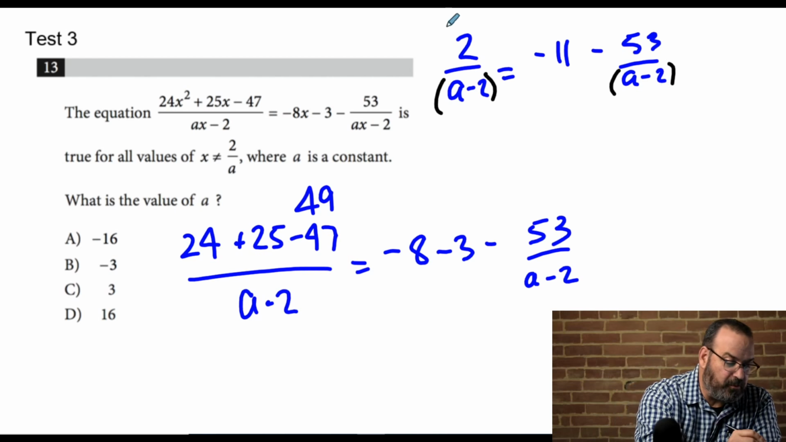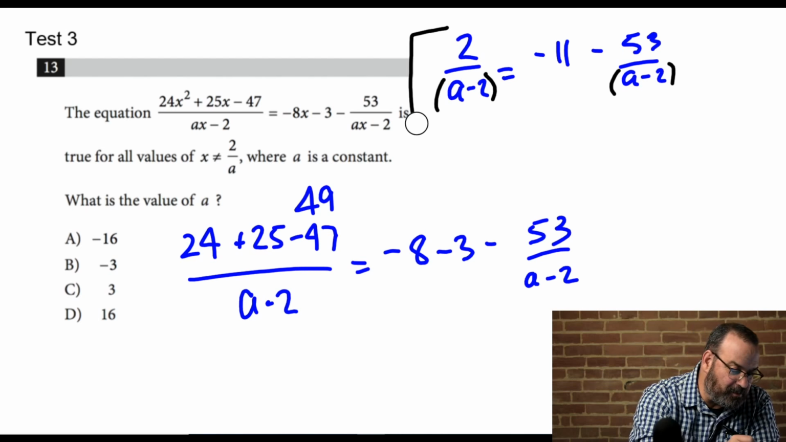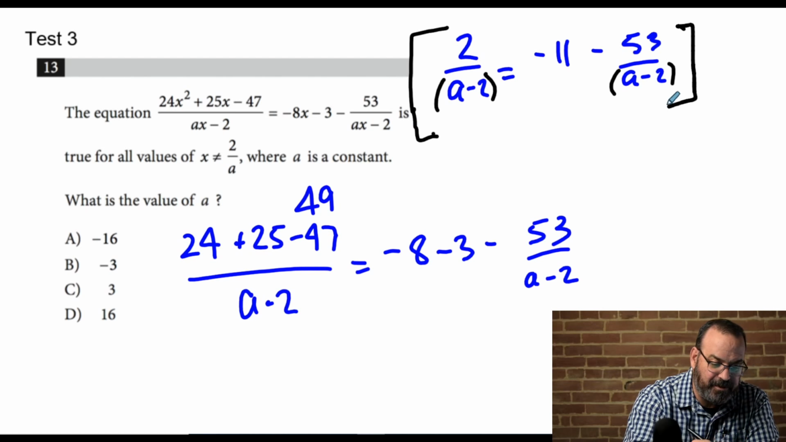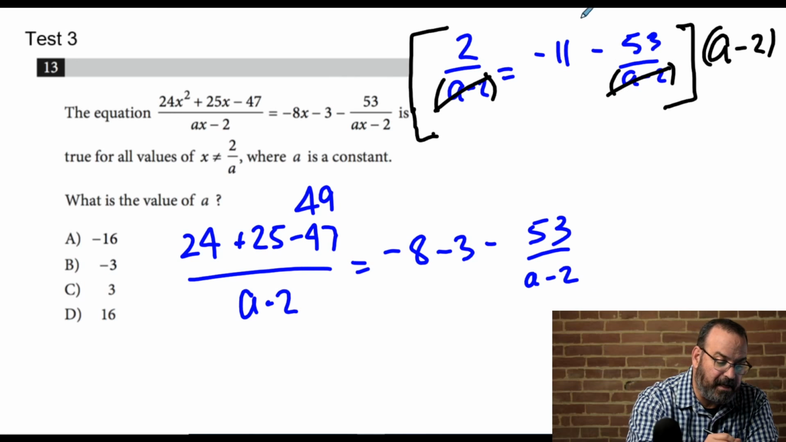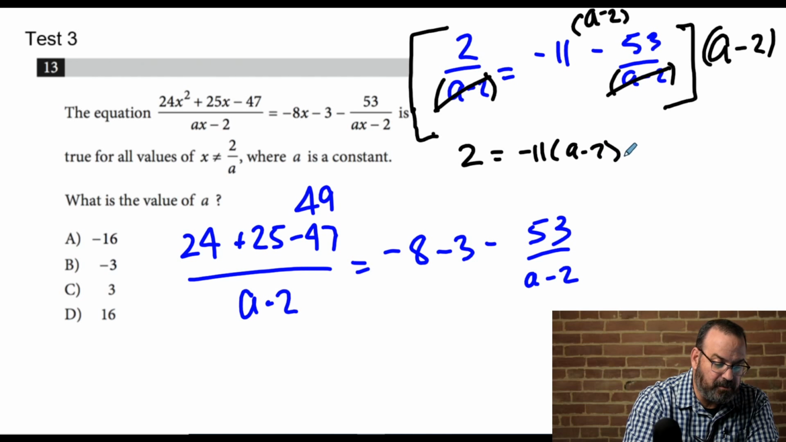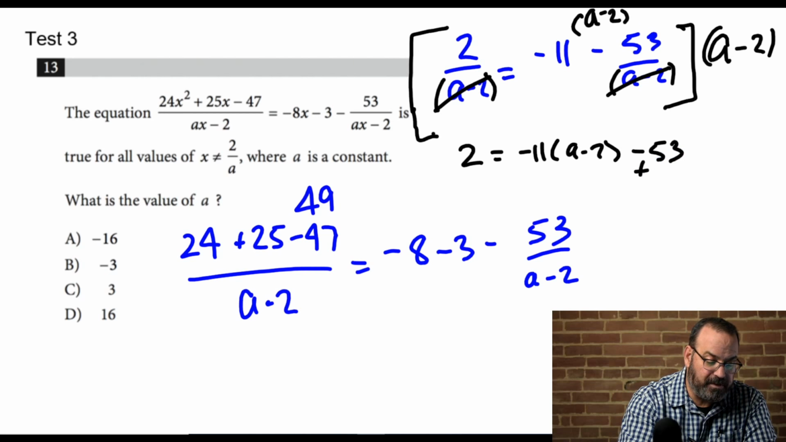So what do we have to do? We have to multiply this whole thing. You know what? That thing David did last week with the eraser is crazy good. I've never learned this about my own board that I've had for years. I'm going to multiply this whole thing by the quantity a minus 2. So that eliminates a minus 2 here, eliminates a minus 2 here, but I have to multiply it here. Oops, a minus 2. So what do I get? I get 2 equals negative 11 times a minus 2 minus 53. Combine like terms, I add 53 to both sides.